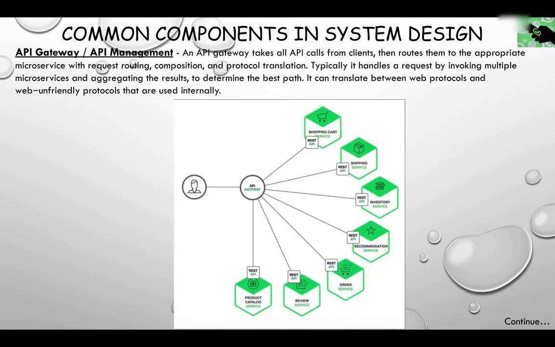Okay, next one is API gateway, or some people call it API management as well. So basically, we generally use an API gateway to take all the API calls from different clients and then route them to different microservices at the backend side. Okay, so basically the API gateway detects what is the best path that it can use to route the request. It can also do translation between different web protocols. Or it can even detect the request, do some modifications to the request, and then send the request to the backend service, get the response back, modify the response, and get the response back to the user.